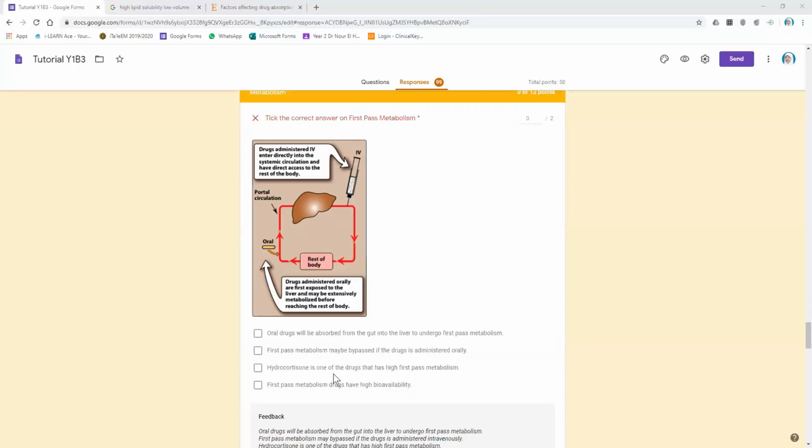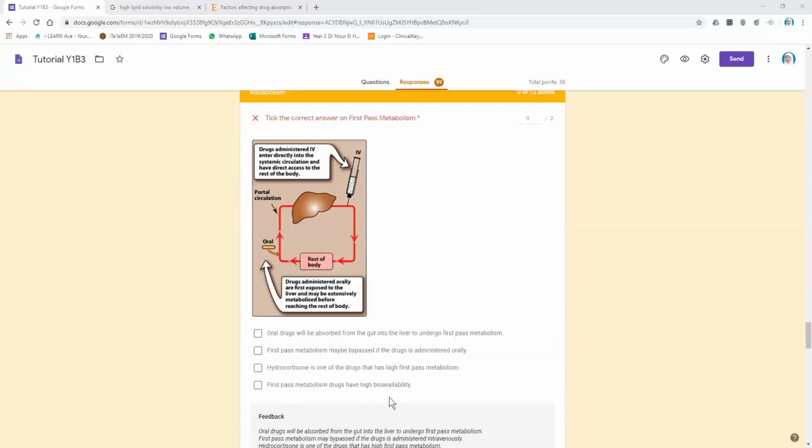Hydrocortisone is one of the drugs that has high first pass metabolism. You still remember the mnemonic: nitrates have large pre-systemic metabolism. Nitrates, hydrocortisone, lidocaine, propranolol, salbutamol, and morphine. So hydrocortisone is one of the drugs with high first pass metabolism.